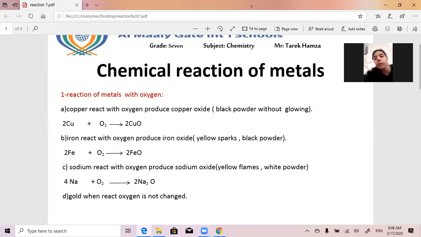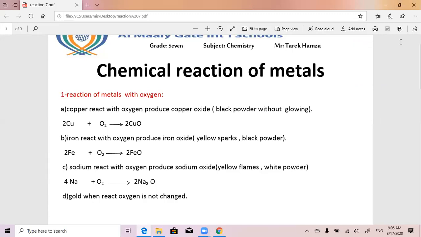The first metal is copper. Copper reacts with oxygen to produce copper oxide. Copper oxide has black color, powder, and glowing flame. The chemical equation between copper and oxygen is represented by 2Cu plus O2 gives 2CuO.